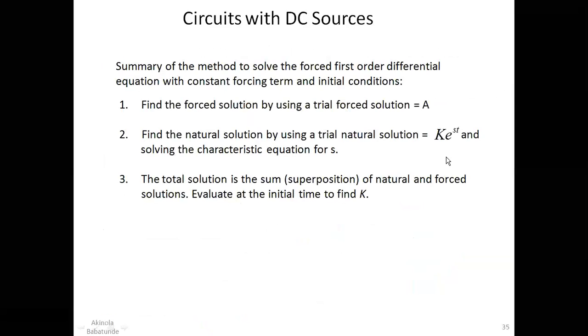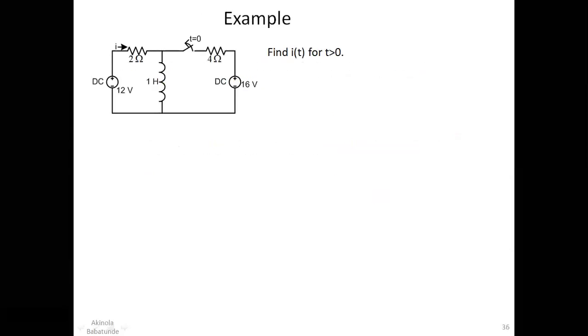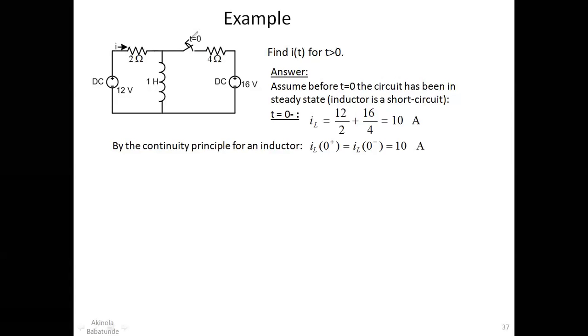All right. So here is the summary of how you can deal with the problem. I've explained that to you, so we don't need to talk about this anymore. You can just read this and get an understanding. So let's quickly solve one or two examples. So we have a question here where it's trying to find I of T for T greater than 0. When T is equal to 0, that is when this circuit is opened, as you can see here.